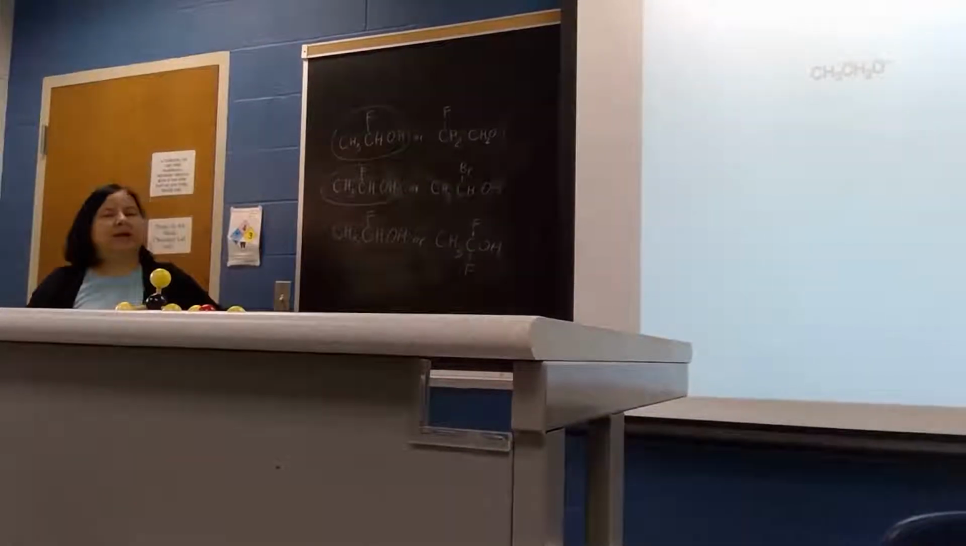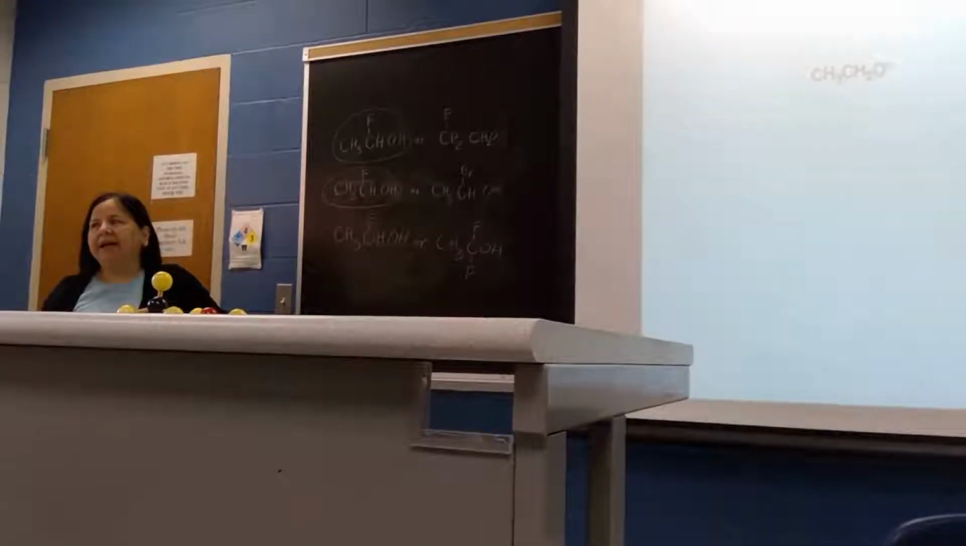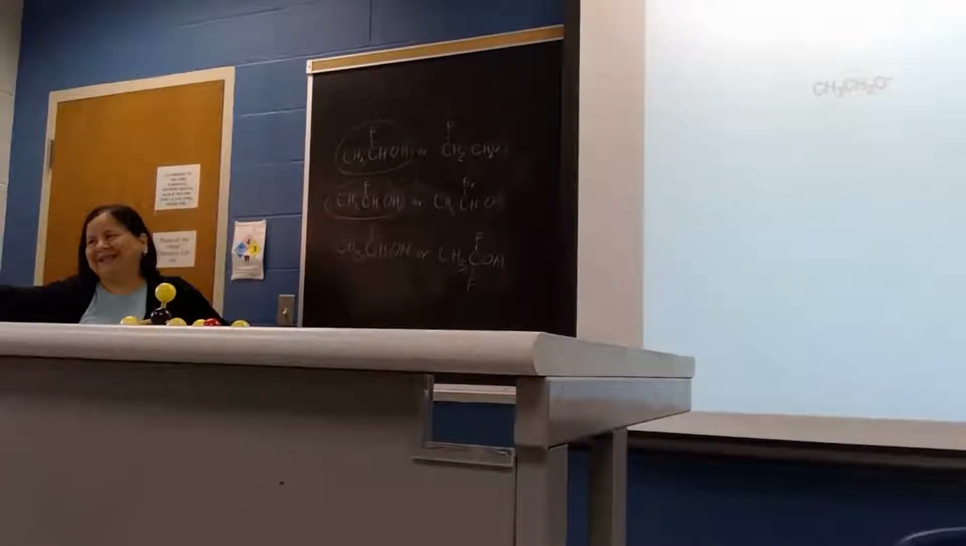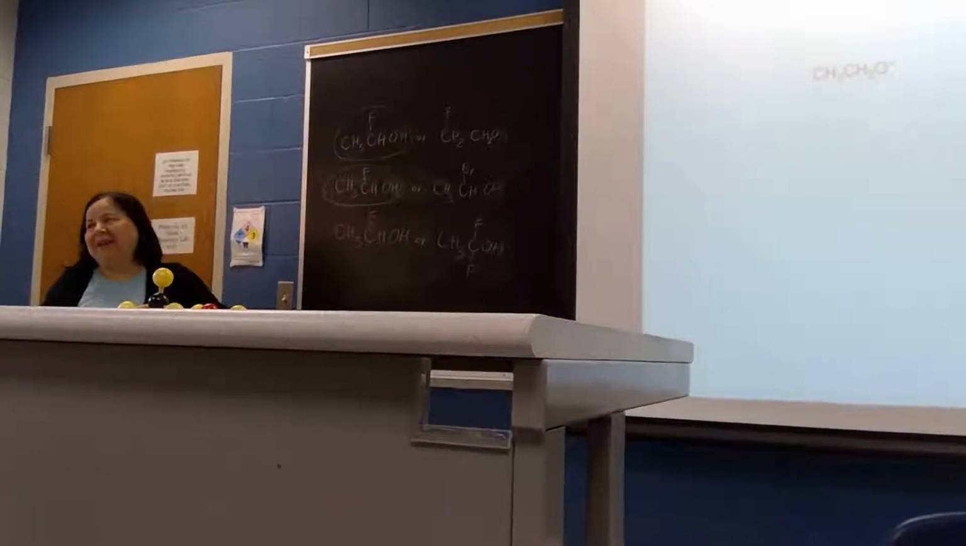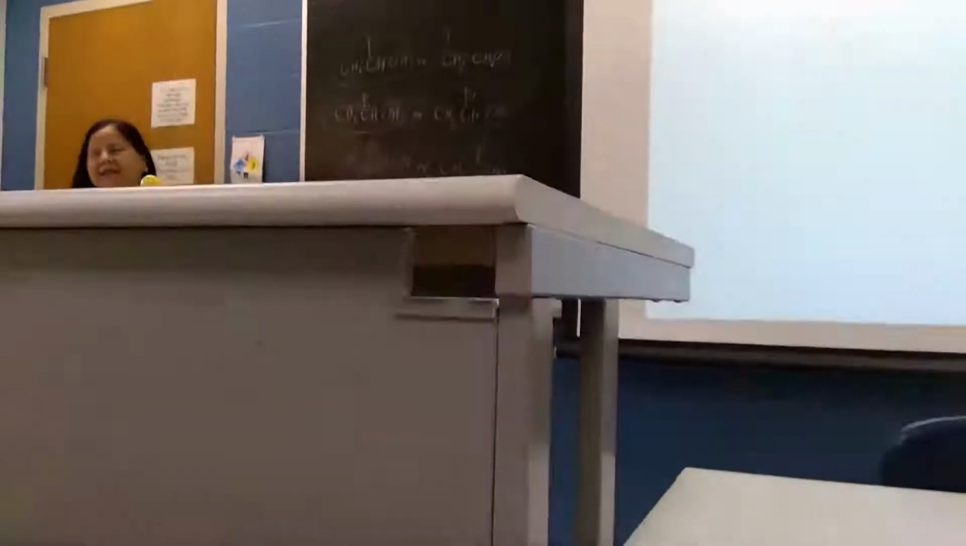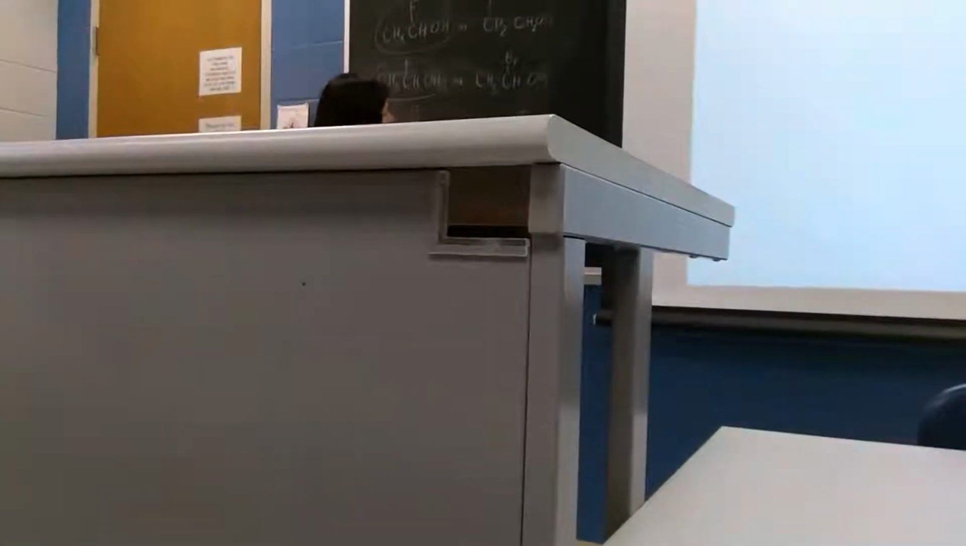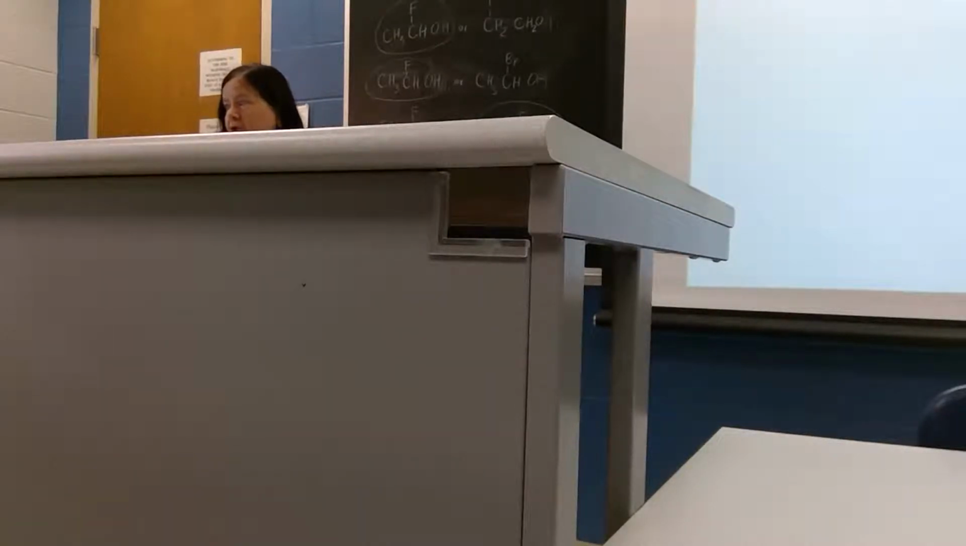Which of these two is the stronger base? Stronger base, stronger acid. This is the stronger acid, because the more electronegative atom has a bigger force to pull electrons, making the conjugated base more stable. The more stable the conjugated base, the stronger the acid.